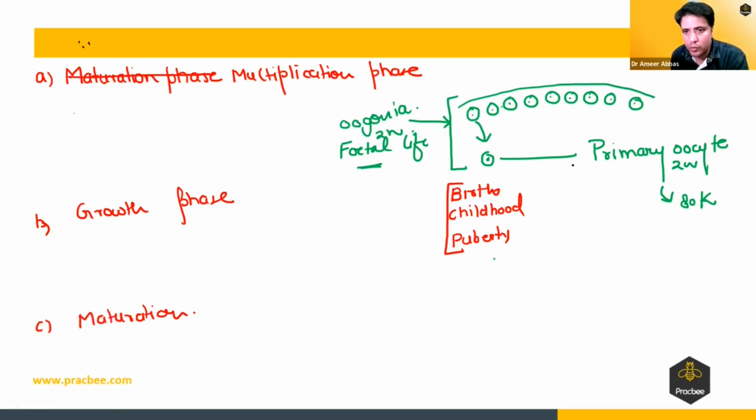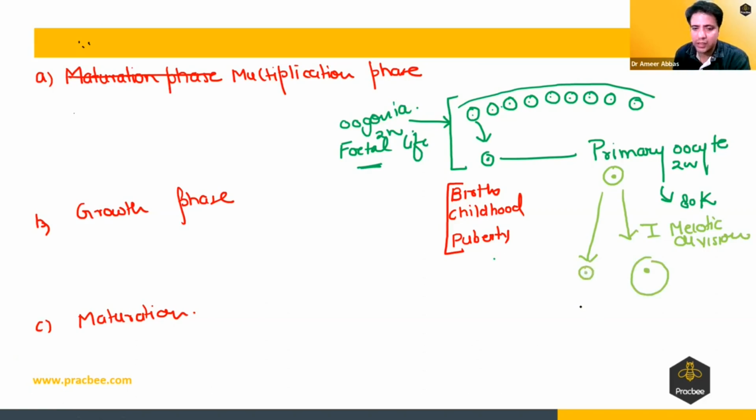This primary oocyte, here I'm drawing now, will go for its first meiotic division. In the first meiotic division, there will be a formation of a large cell and a small cell. This large cell with abundant cytoplasm is known as secondary oocyte. And the small cell with minimum cytoplasm is known as polar body. So during the growth phase, the first meiotic division occurs, an unequal division leading to the formation of a polar body and secondary oocyte, and both will be haploid.